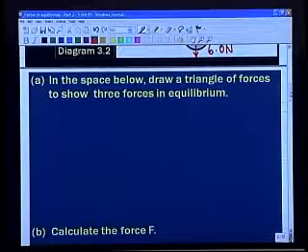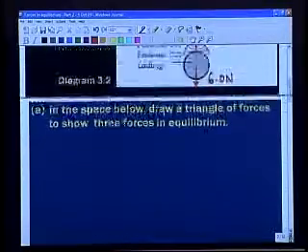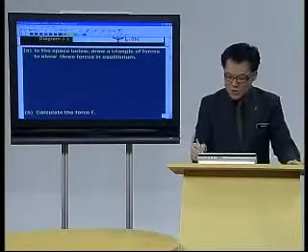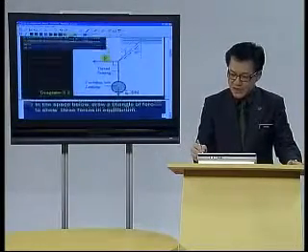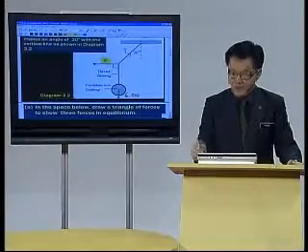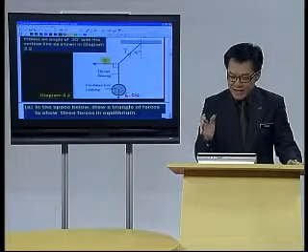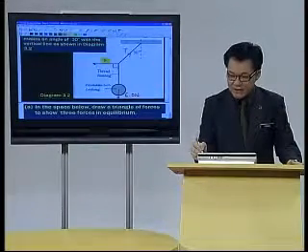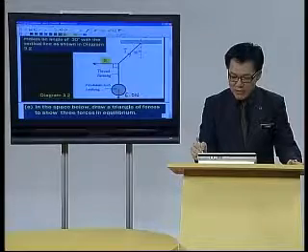In the space below, draw a triangle of forces to show three forces in equilibrium. And from the diagram, you are required to calculate the force F. Alright, so I'm sure you have this diagram in front of you. Once you are familiar with this diagram, let us now draw the triangle of forces in equilibrium.